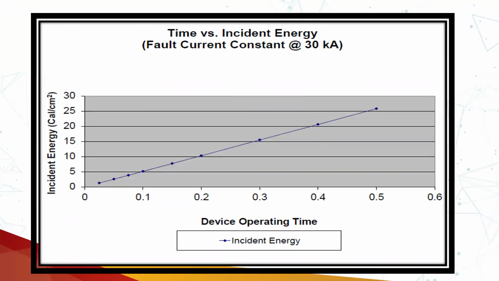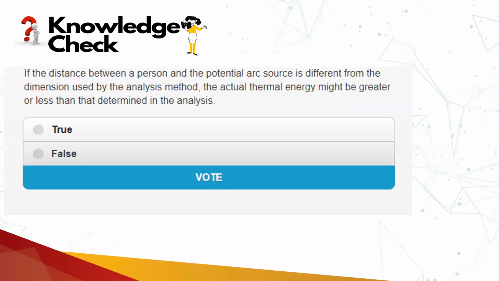This graph we have discussed before. If the distance between a person and the potential arc source is different from the dimension used by the analysis method, the actual thermal energy might be greater or less than that determined in the analysis. This is pretty much true.